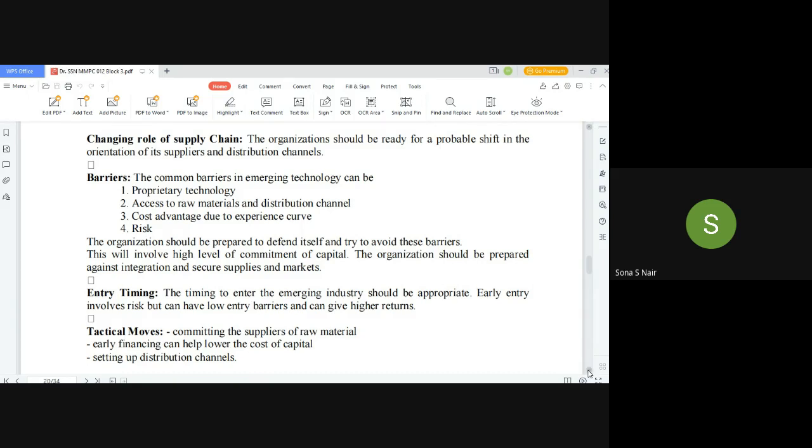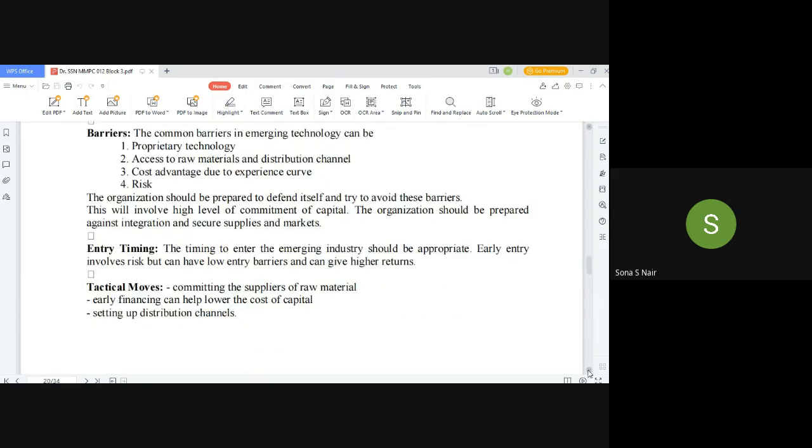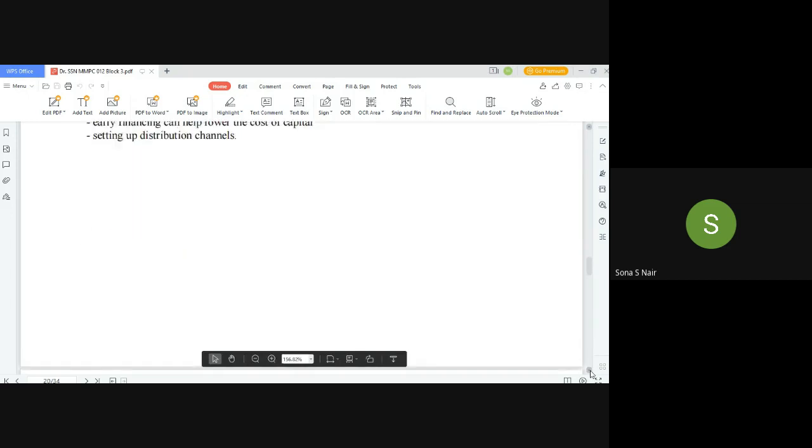Tactical moves: if the organization is in an emerging industry, then they would have to make smart moves as far as getting hold of suppliers of raw material is concerned, committing them through contracts, even arranging for finance, even setting up distribution channels so that they are at an advantage. Because an emerging industry, like we said, does not have any fixed rules of the game as of now. So all these things need to be taken care of.